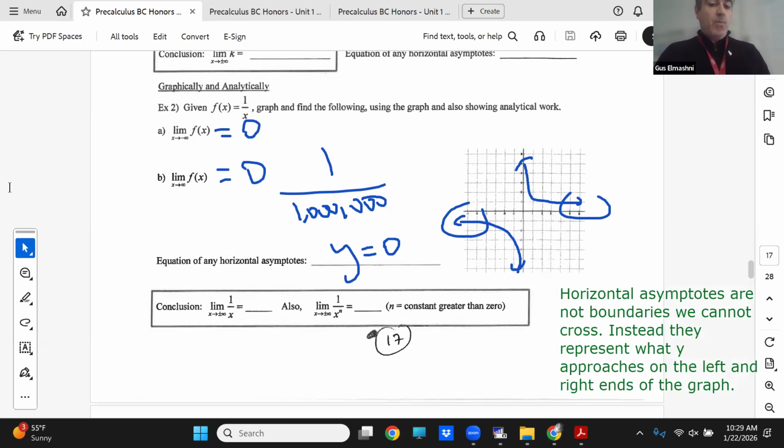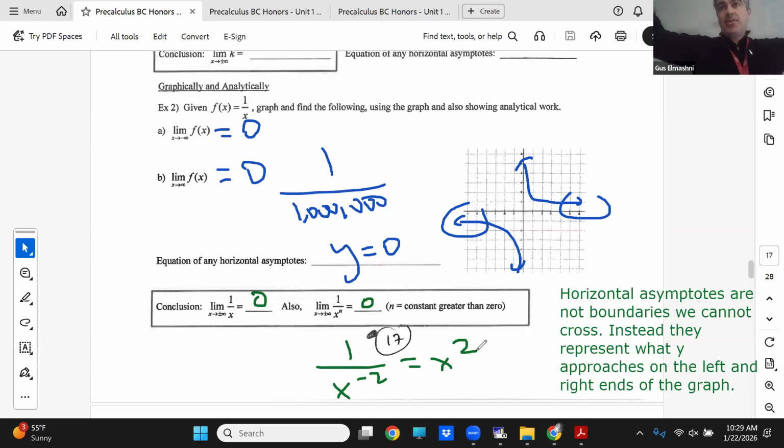Generally speaking, if you have 1 over x or 1 over x to the n power, where n is a constant greater than 0, what do you expect the limit to be in each of those cases? 0. There we go. Now, mind you, n has to be greater than 0, because what if you have 1 over x to the negative 2 power? Then what is that really? x squared, right? In that case, the limit as x approaches infinity or negative infinity is going to be positive infinity, because it's going up forever. So there would not be a horizontal asymptote in that case.